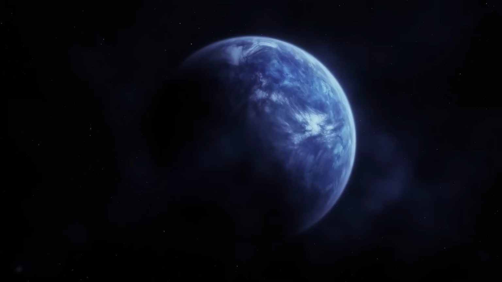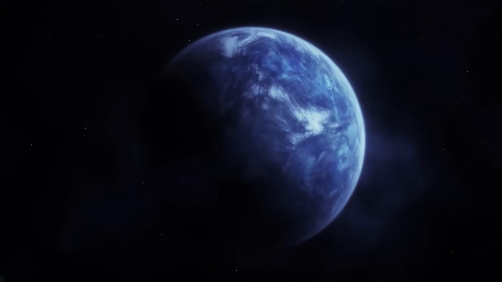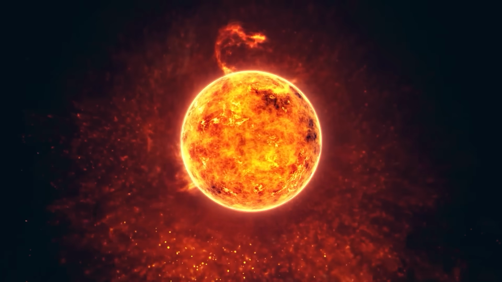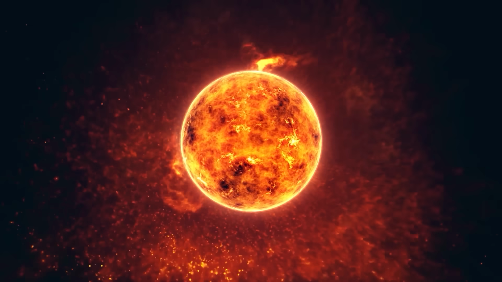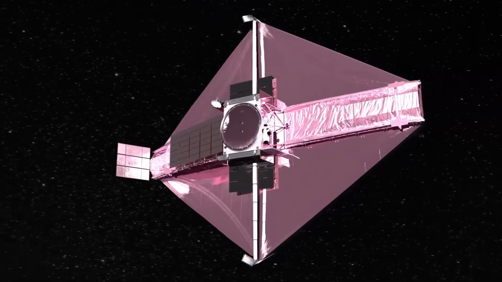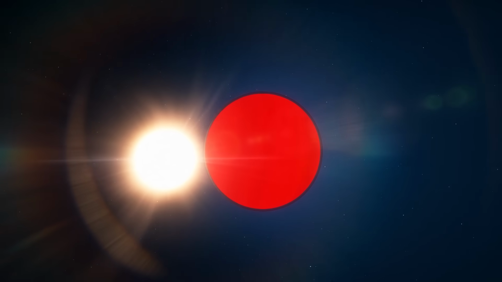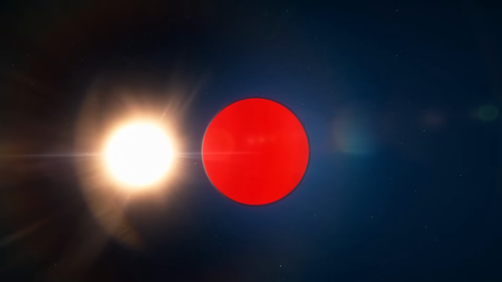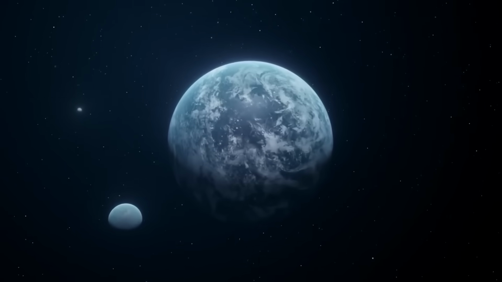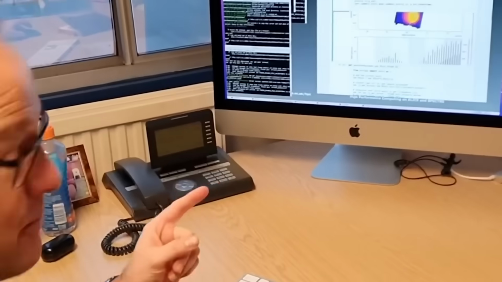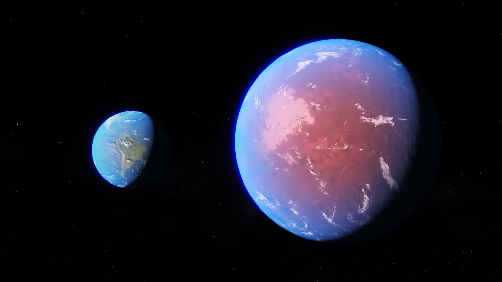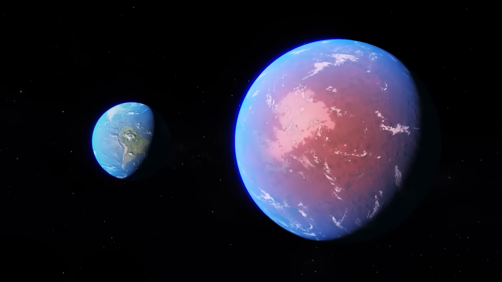But that wasn't all. The same study detected dimethyl disulfide, DMDS, a more complex compound also tied to microbial activity in Earth's oceans. The fact that these molecules appeared together, in an environment rich in water vapor and carbon compounds, has led scientists like Cambridge astrophysicist Nikku Madhusudhan to suggest that K2-18b may be teeming with microscopic alien life. These aren't speculative headlines. These are molecular signatures, consistent, verified, and statistically significant enough that the scientific community is now seriously considering a world beyond Earth where the oceans might be alive.